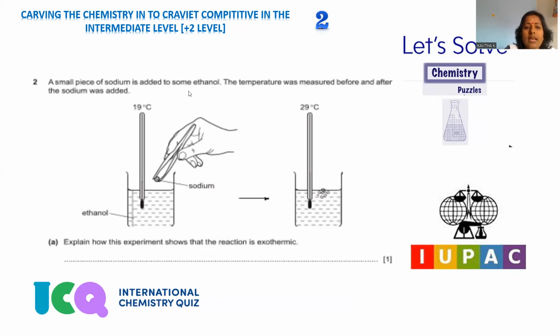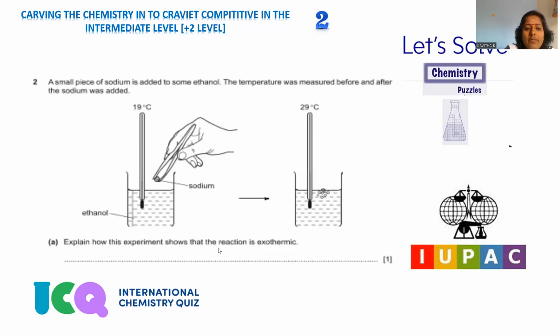A small piece of sodium is added to some ethanol. The temperature was measured before and after the sodium was added. So here the experiment is going to be done. A beaker was taken. It is filled with the liquid called ethanol. Ethanol is a hydroxy compound where a thermometer is inserted in order to measure the temperature. Initially, ethanol is at 19 degrees centigrade. So a piece of metal is added with forceps. When this piece of sodium metal is added into the ethanol, the final temperature rises to 29 degrees centigrade. Before the addition of sodium metal, the ethanol temperature is 19. After the addition of the piece of sodium with the forceps, its temperature rises to 29 degrees centigrade.